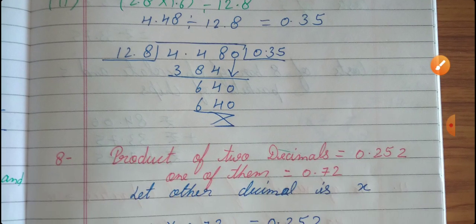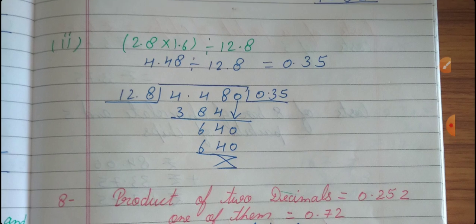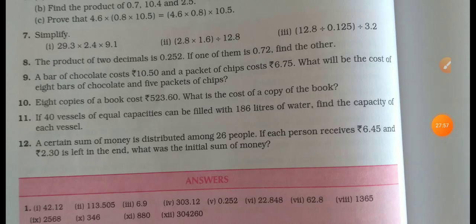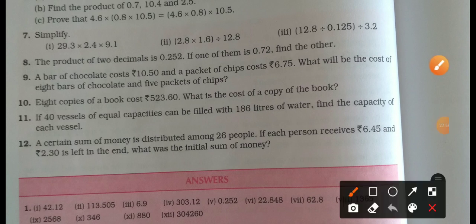Yes, now come to the next student. Try the rest of this question number 7 yourself. Question number 8 is here. The product of two decimals is 0.252. If one of them is 0.72, find the other. Yes. How will we solve this? Come to the solution.